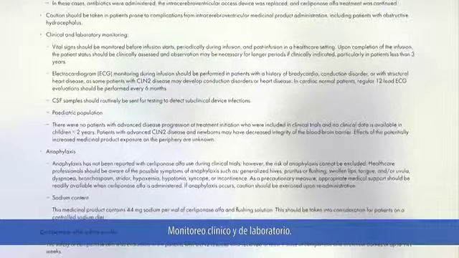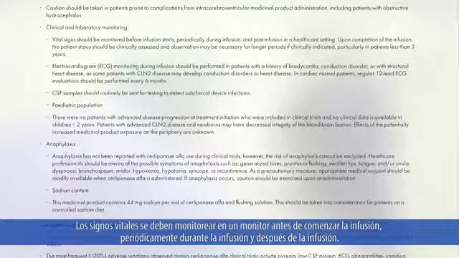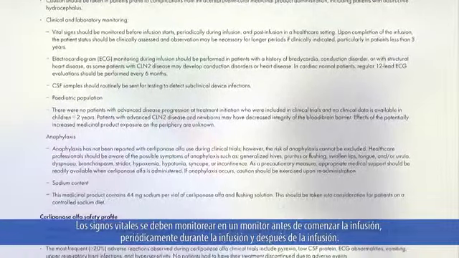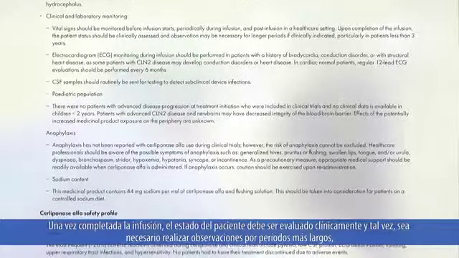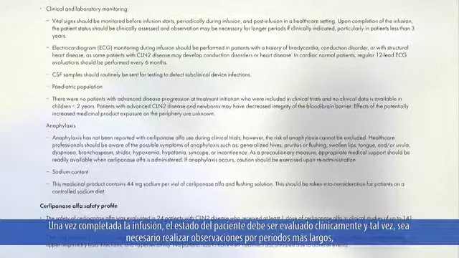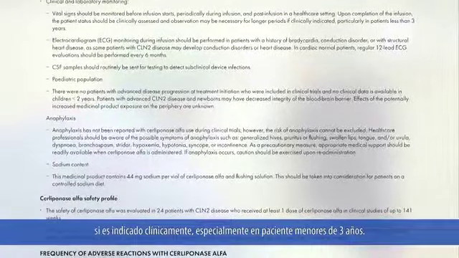Clinical and laboratory monitoring. Vital signs should be monitored before infusion starts, periodically during infusion, and post-infusion in a healthcare setting. Upon completion of the infusion, the patient's status should be clinically assessed and observation may be necessary for longer periods if clinically indicated, particularly in patients less than 3 years.